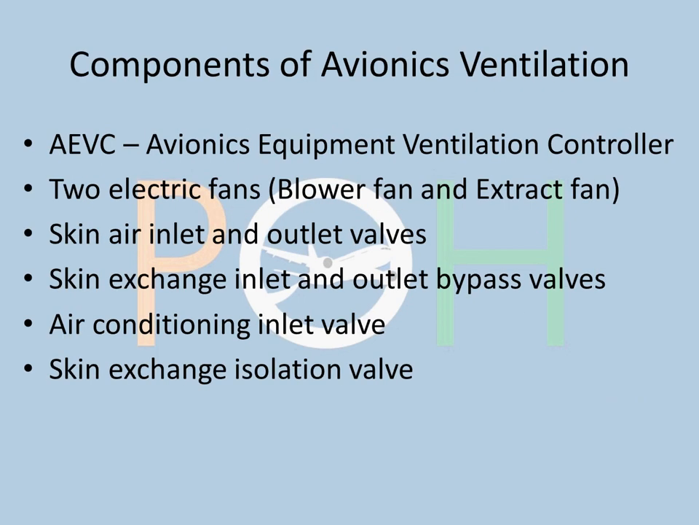So what are the components of avionics ventilation? It is the AEVC, which we have already talked about; two electric fans, a blower fan and an extract fan; skin air inlet and outlet valves; skin exchange inlet and outlet bypass valves; an air conditioning inlet valve; and a skin exchange isolation valve. We'll talk about each of them in the coming slides.